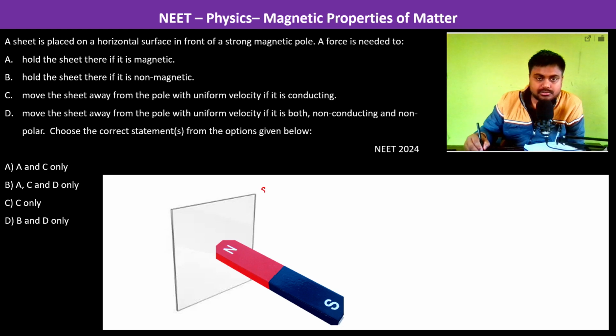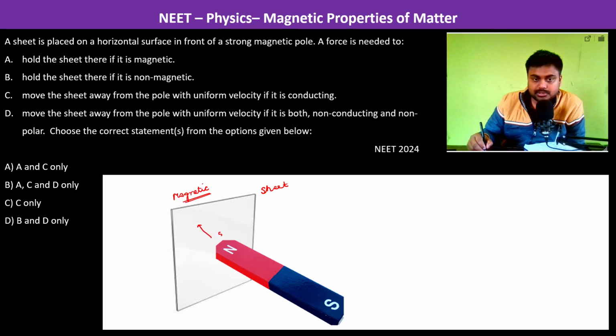The sheet and a magnet is there right in front of it. It is placed in front of a strong magnetic pole. Force is needed to hold the sheet if it is magnetic. Yes. So in first, because you see this, since this is magnetic, immediately what will happen is it will start aligning with the magnetic field.